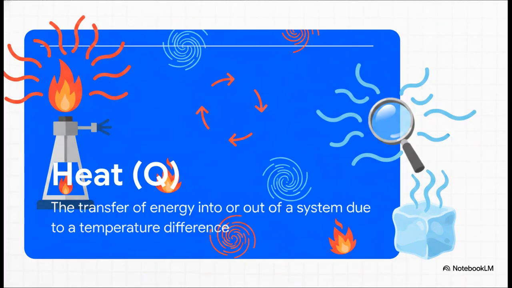And that brings us to heat, or Q. Now this is a super important point. Heat is not a thing. You can't hold heat. Heat is the process of moving energy from a hotter place to a colder place. So the flame isn't giving the air heat, it's transferring energy to the air as heat. It's a small difference in wording, but a huge difference in concept.